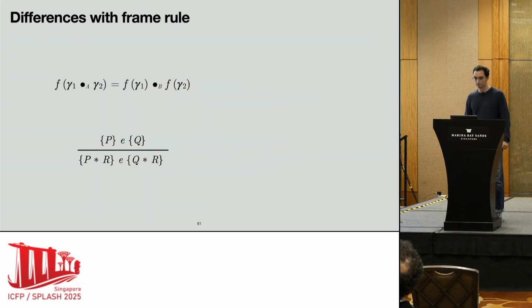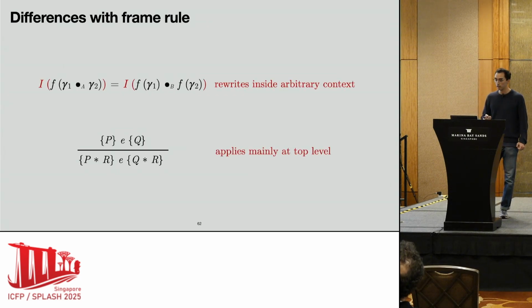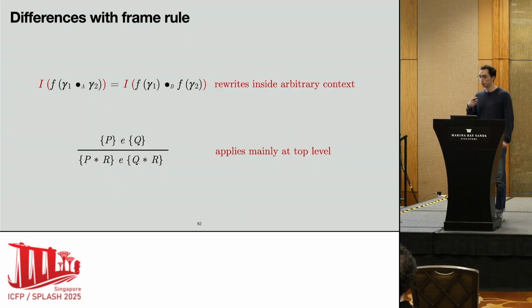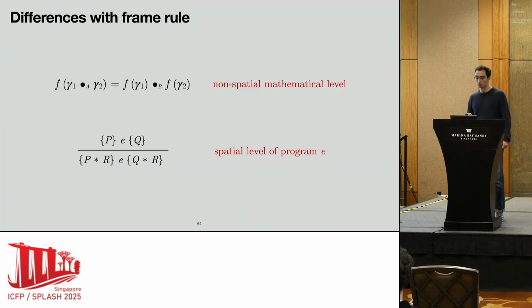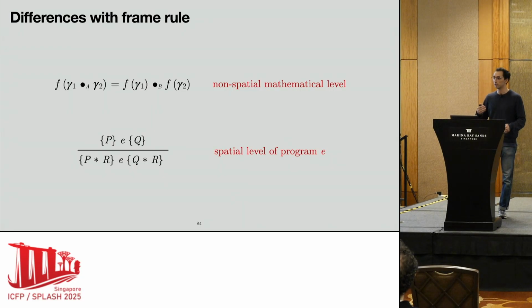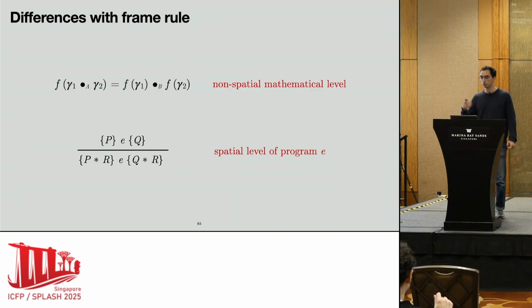As for the differences, there's one advantage of morphisms over the frame rule, which is that it is possible to rewrite inside any arbitrary context, while the traditional frame rule applies mainly at the top level of a specification. The second and biggest difference is the level at which each of these patterns of localization actually operate. So we have the frame rule, which applies at the spatial level of heaps and programs, whereas morphisms apply at the non-spatial mathematical level. The conclusion from this comparison is that we actually need both.